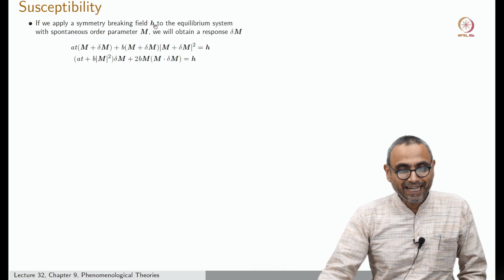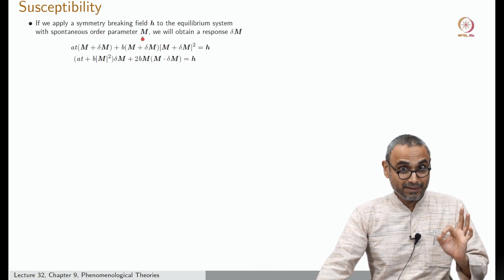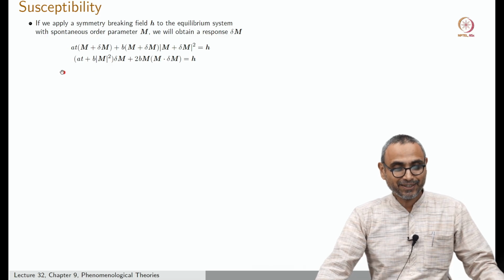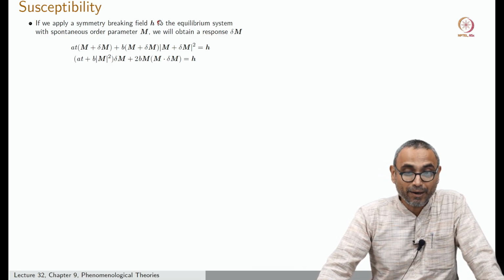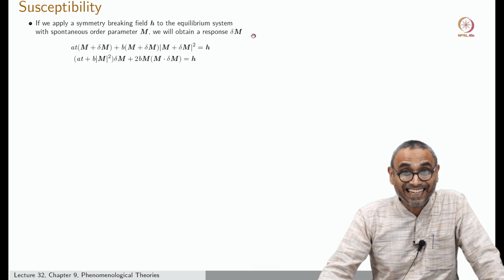So what I have is an equilibrium system with a spontaneous order parameter m. This has been calculated already, given t, etc. It has been calculated, and now I am applying an external, symmetry-breaking field here, and we want the response delta m.